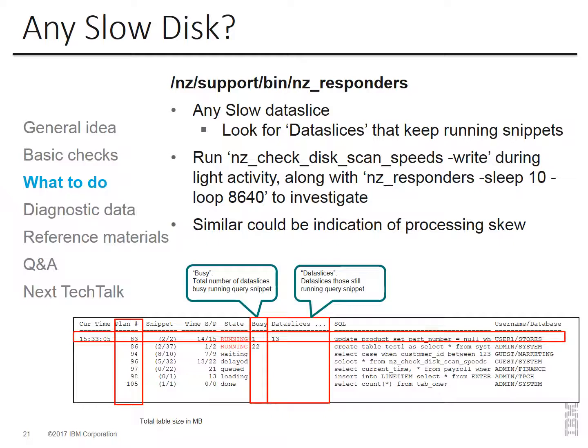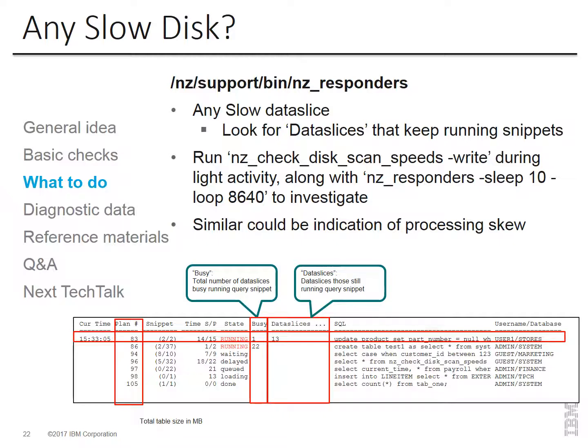In this example, plan 83 is running an update that used to take a few seconds to complete, but now is taking way longer. The data slice column lists individual data slice numbers still running query snippets. Here, the update statement is running constantly only on one data slice, which is 13.